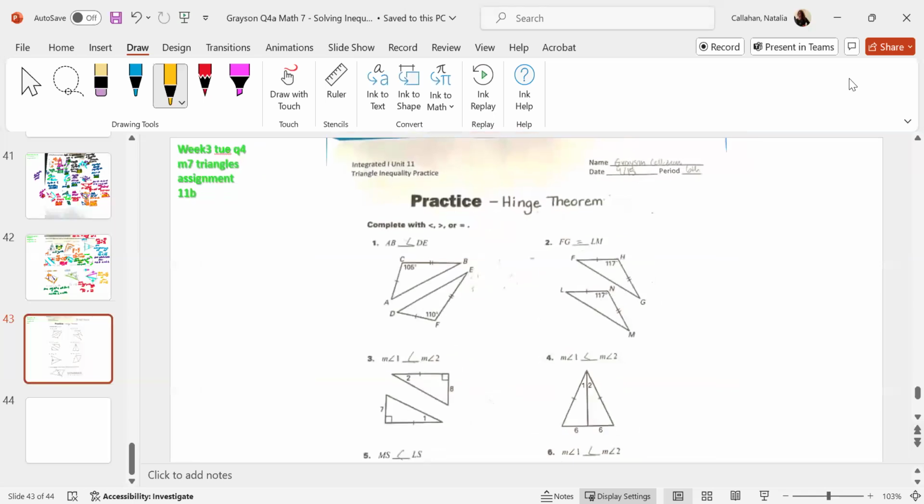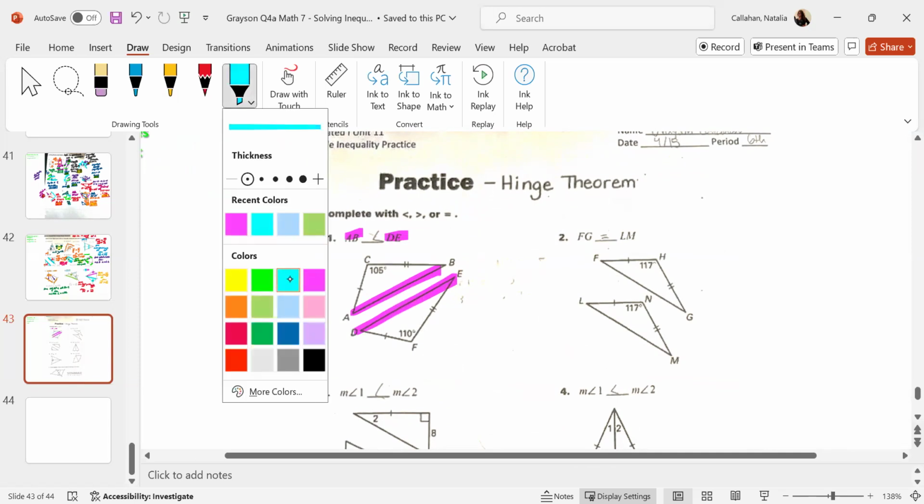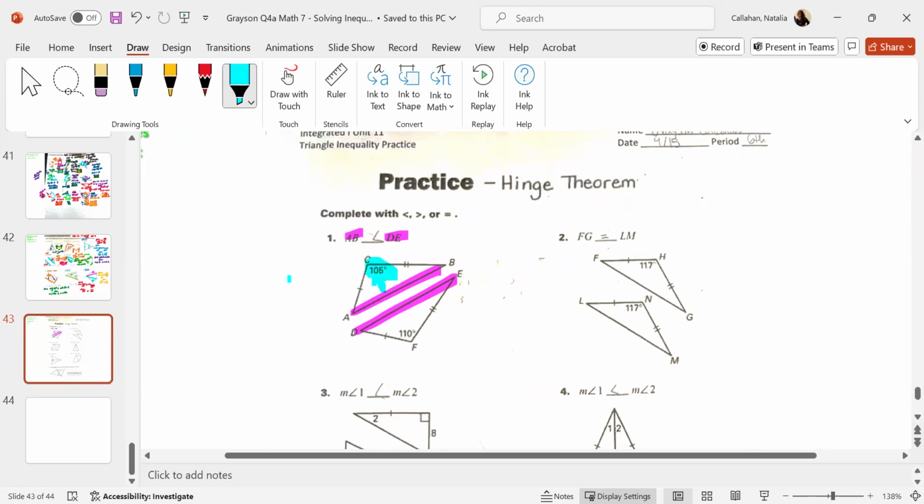All right, so this is the back side of that. So 11b, complete with greater than, less than, or equal to. AB, which is this part right here. DE, which is this part right here, right? You should know that AB opposite is 105. This was 110. Well, duh. I think AB is bigger than DE, as in, oh no, I'm sorry, less than DE, right? Yeah, that's equal. That looks good. Yeah, equal.